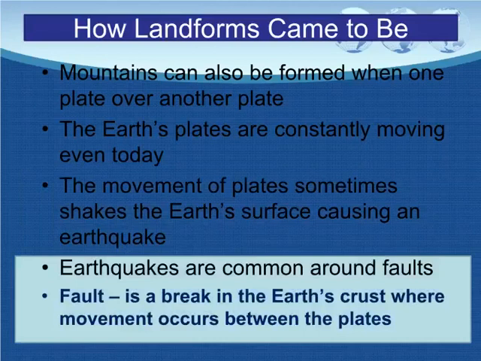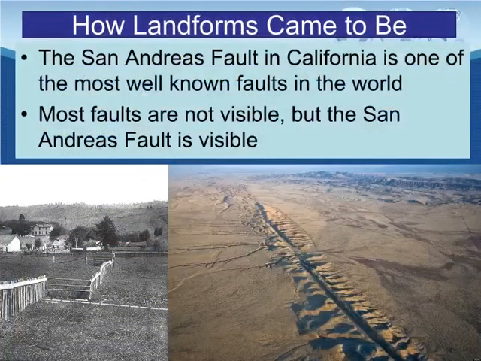A fault is a break in the Earth's crust where movement occurs between the plates. The San Andreas Fault in California is one of the most well-known faults in the world. Most faults are not visible, but the San Andreas Fault is visible.